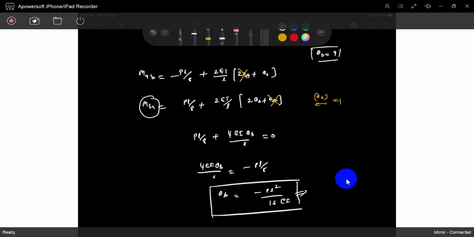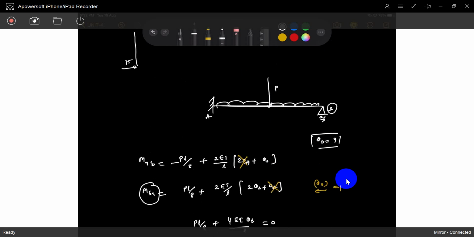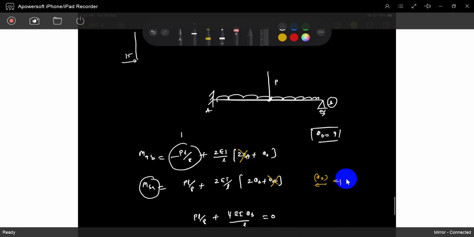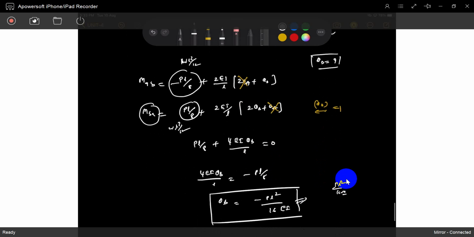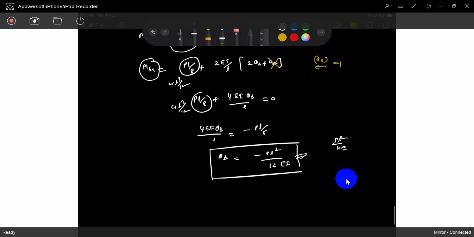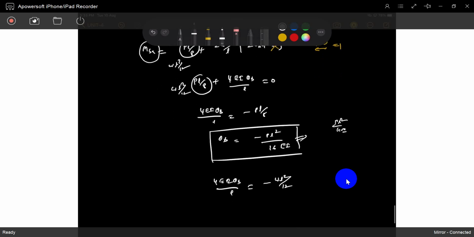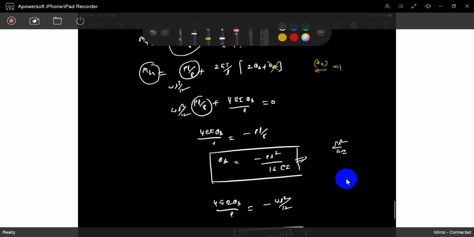This is the theta. You've already experienced it, I think you know it. PL square by 16 EI is the theta. Otherwise, if it is a uniformly distributed load, it is also easy. What changes? The fixed end moment is WL square by 12. Take it as 4 EI theta B by L is equal to minus WL square by 12. So what is theta B? Minus WL cube by 48 EI. How simple it is?